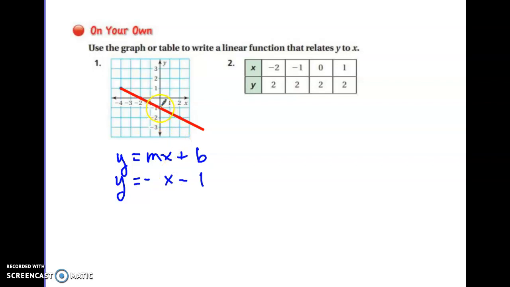I'm going to choose these 2 dots here to count my slope. Remember, you can choose any 2 dots on the line. Choose 2 points that are easy for you. So here I'm going down 1 and over 2. That's going to be a negative 1 over 2.